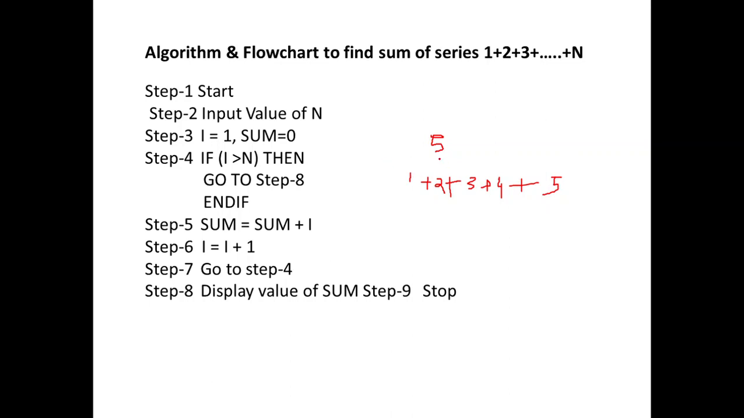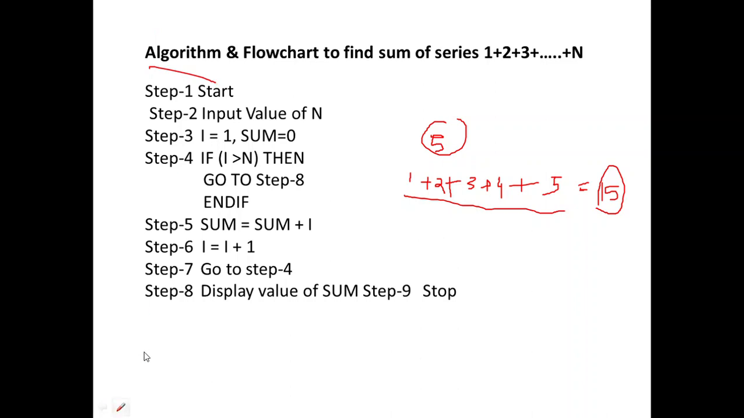So we have to find the sum of the first 5 natural numbers. Then the output will be like this, and the answer will be 15. So the limit is given here and the result is given here. We have to find how this program works according to an algorithm.